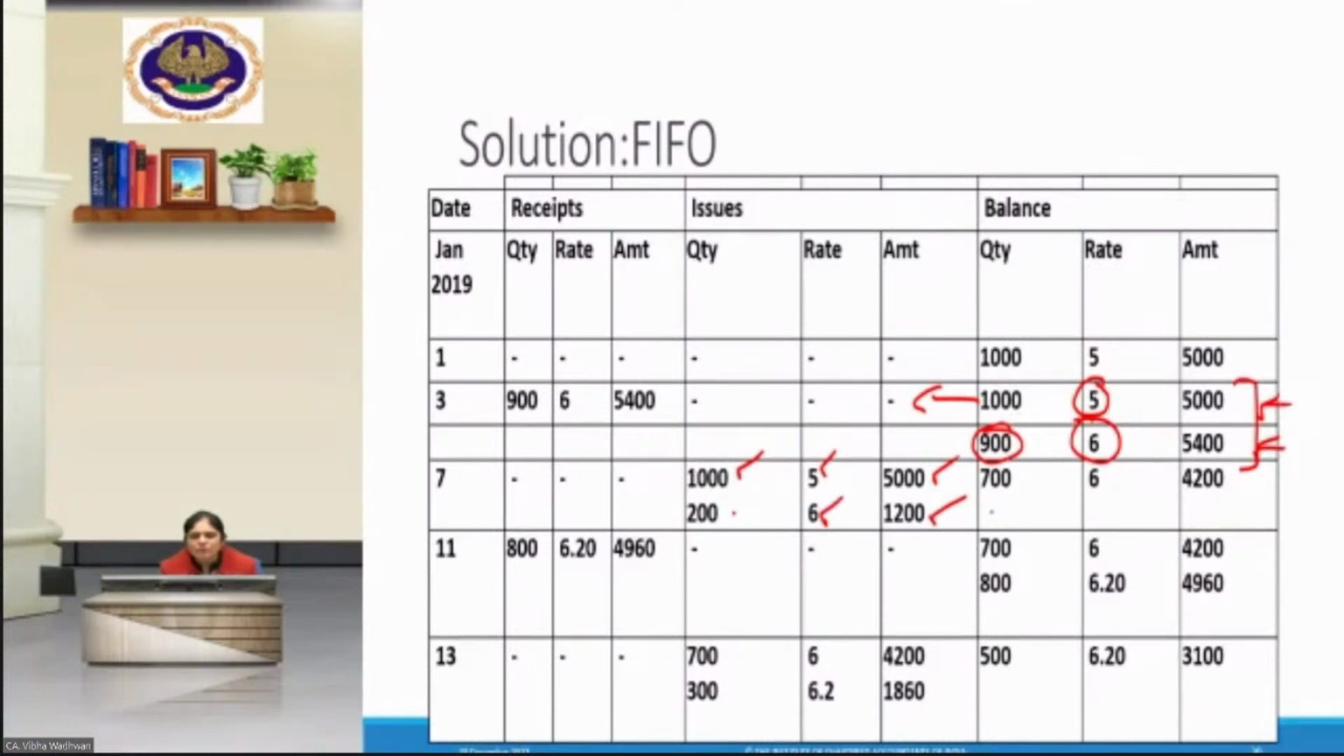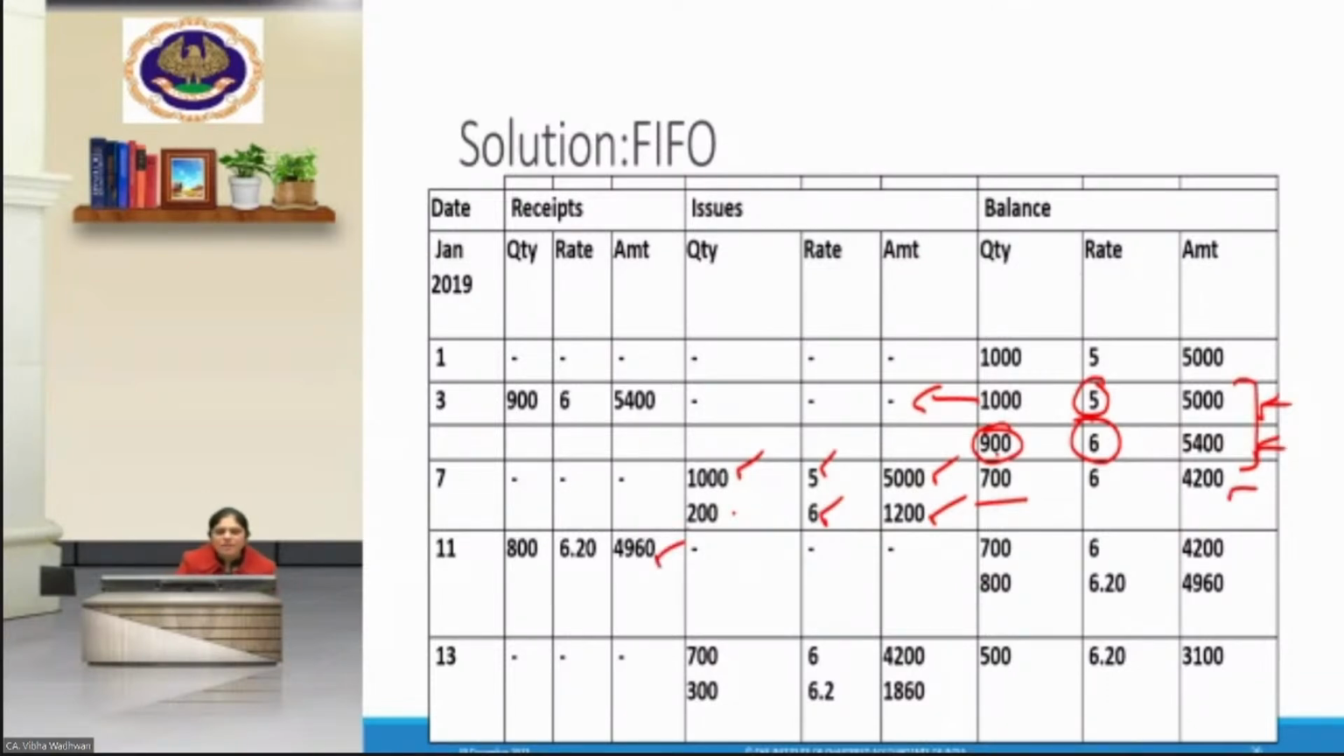And then we have to update the balance. So 700 is left. Clear? 1,000 was issued fully and then out of 900, 200 was issued. So 700 was left out of this stock only. Clear? So the rate is only 6. So this is the balance of stock as on 7 January.